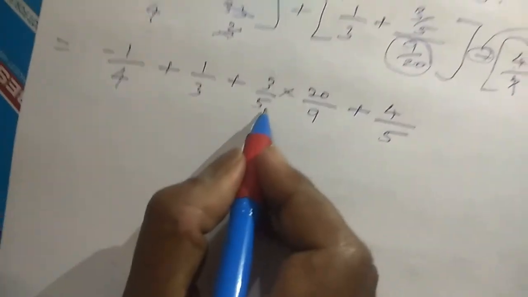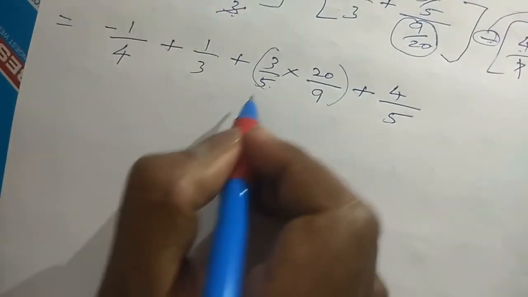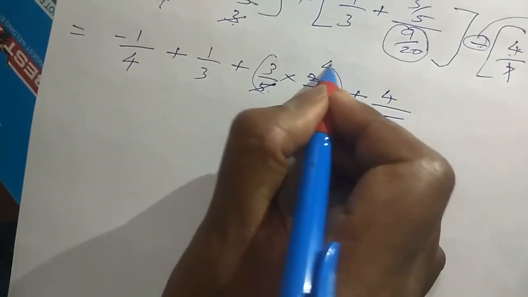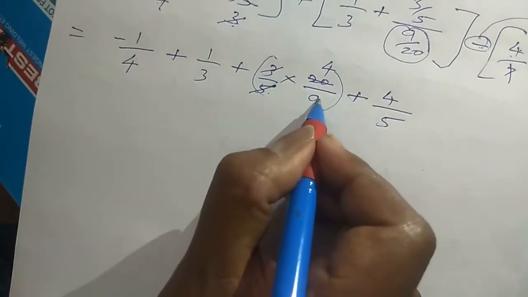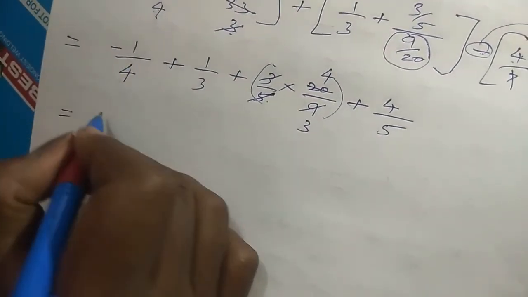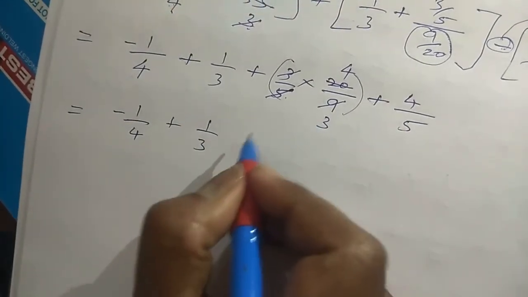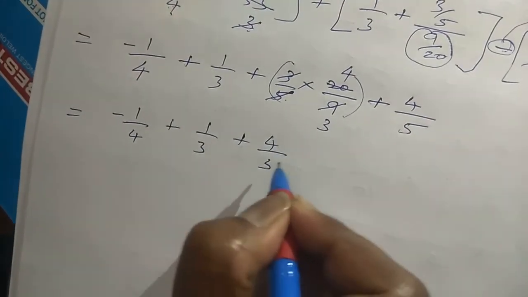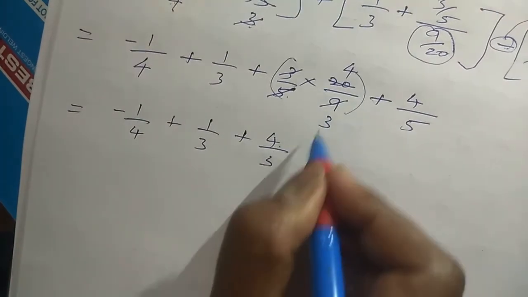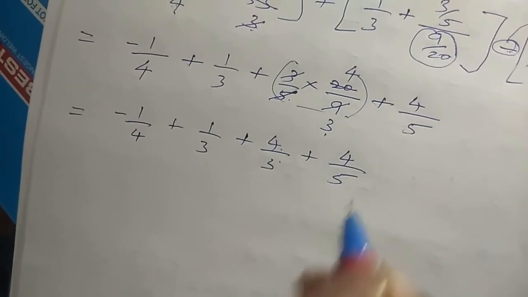Just we have to cancel this alone, since we have a multiplication here. 5 4s are 20. Again I go with 3 here, 3 here. So what we got as the answer is minus 1 by 4 plus 1 by 3 plus 4 by 5. The remaining answer is 4 here, 3 here.